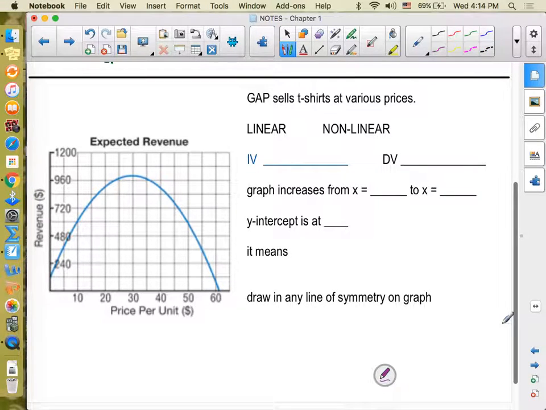So the Gap sells t-shirts. The Gap is a store in the mall. And down at the bottom it says price per unit. I'd like you to think of it as price for one shirt. That's what per unit means. It means what they charge you in the store. Revenue is all the money they bring into the store. They bring that in from contracts they have for ads where their clothes are used. They bring that in for actually selling shirts.